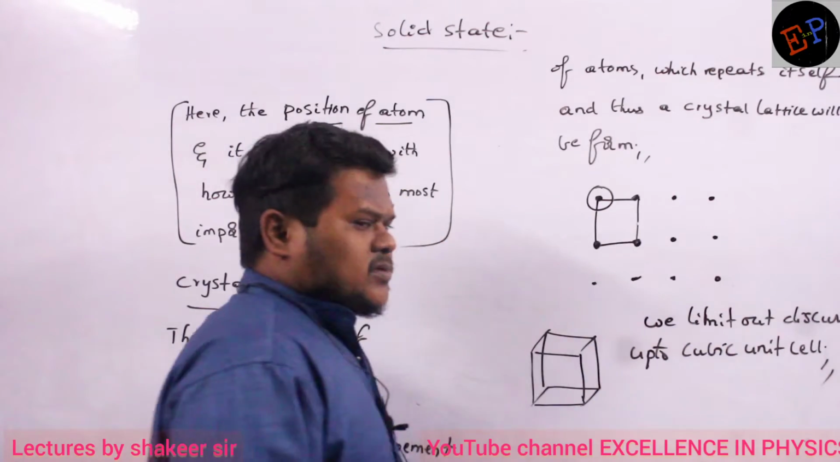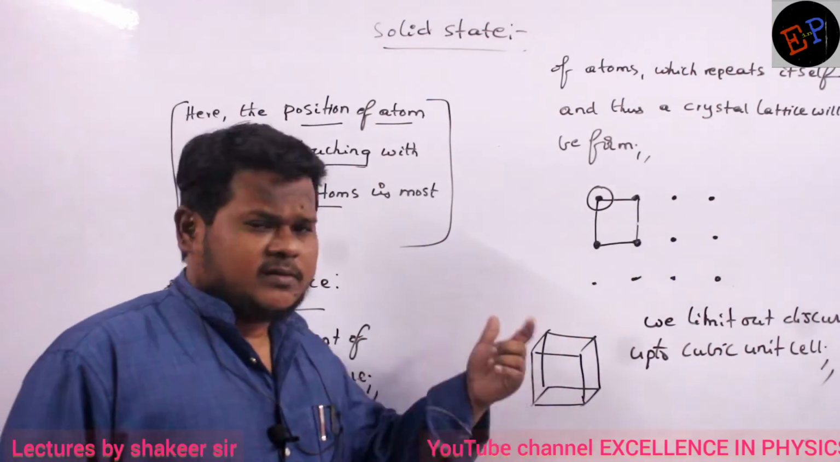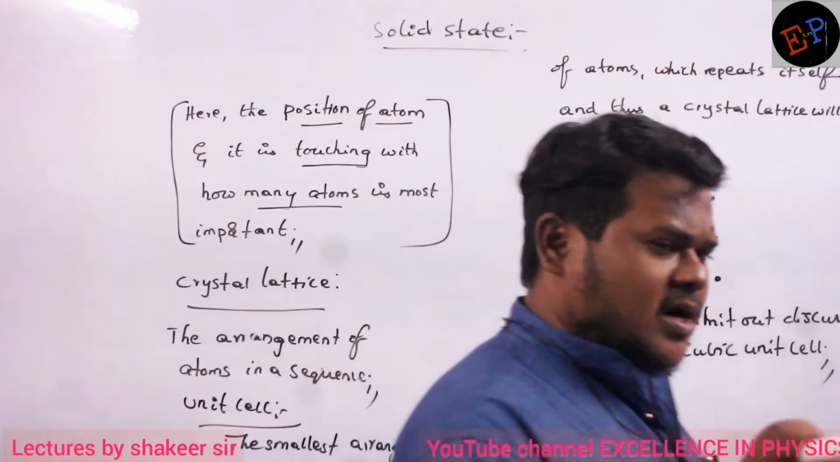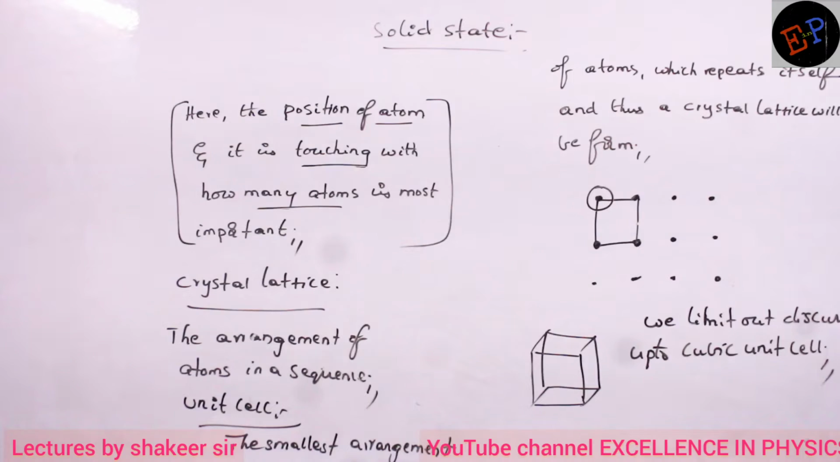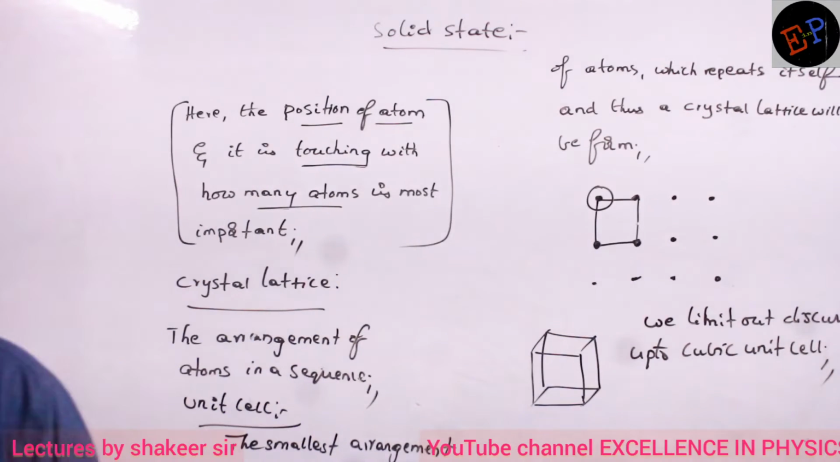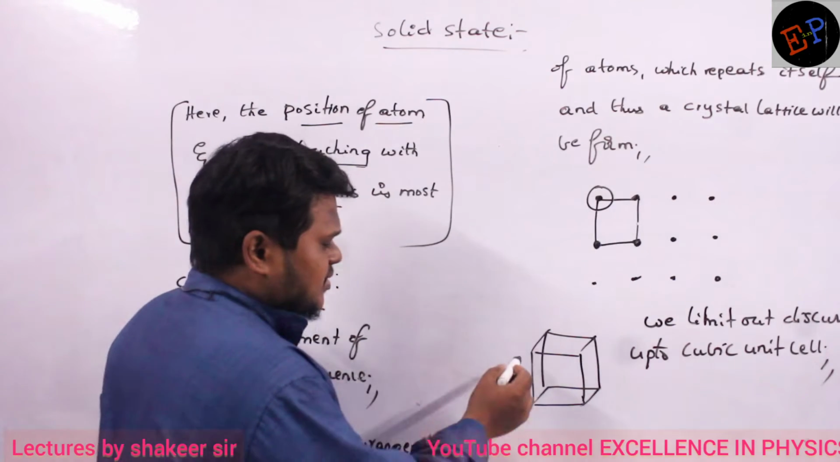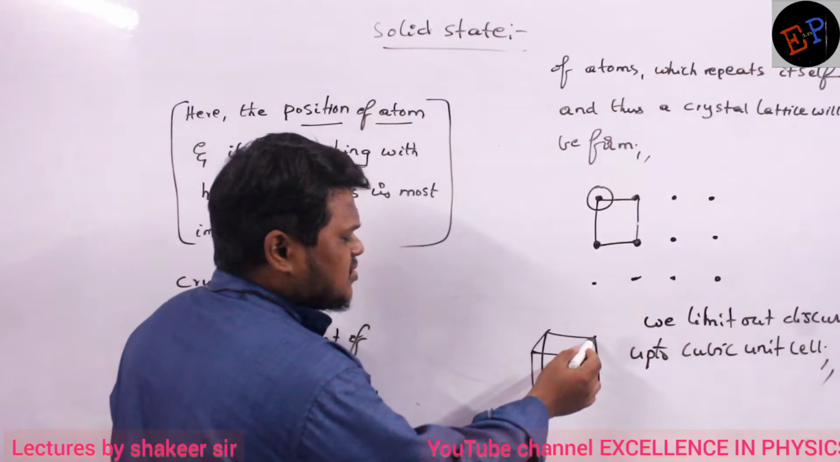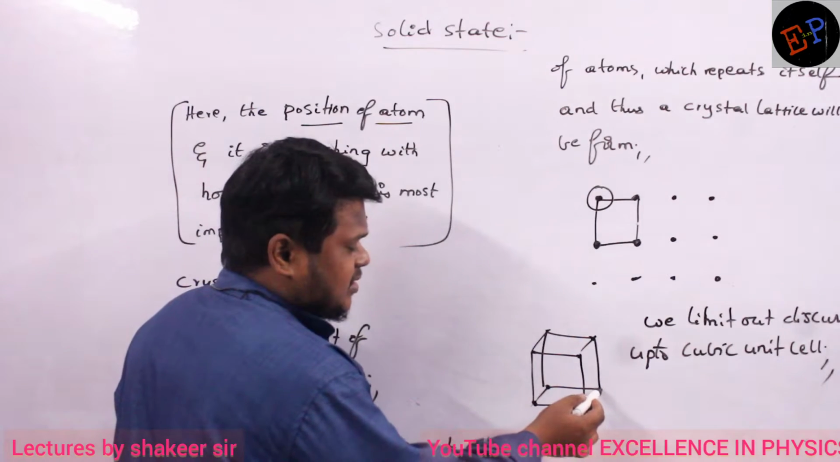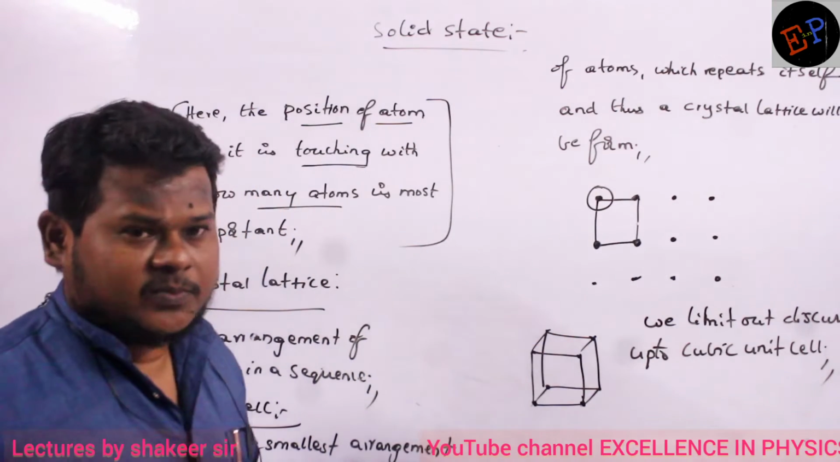So cubic unit cell means how many corners are there, can you say? How many corners will be there? 8 corners will be there. How many faces will be there? 6 faces will be there. See here. So this is 1, this is 2, this is 3, this is 4, 5, 6, 7, 8. 8 corners are present.